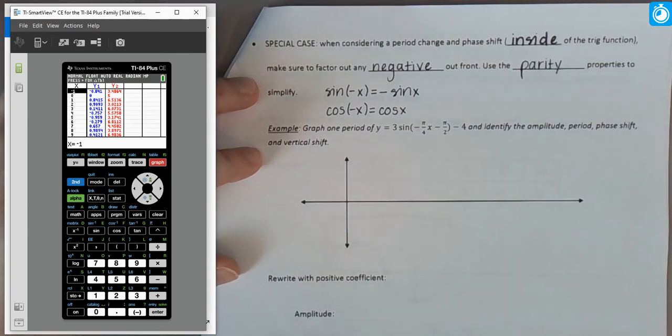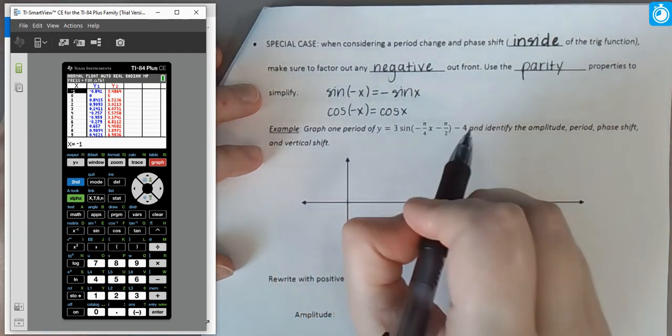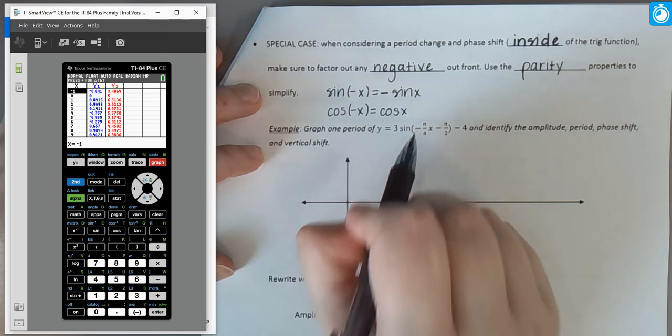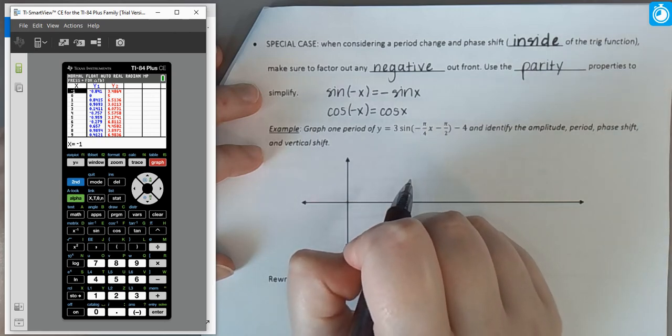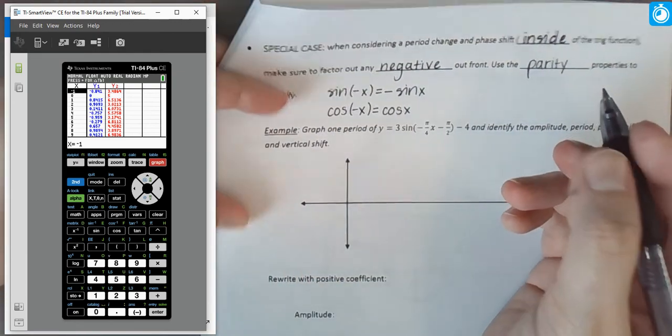So we want to graph one period of this function, 3 times the sine of the quantity, negative pi over 4 times x minus pi over 2, all of that minus 4. And again, identify all of these key features. So before we do anything else, we want to rewrite everything with a positive coefficient on x. In other words, this negative out here, this is the problem. We don't want to deal with that. We want to use the even-odd rules to take care of that negative.